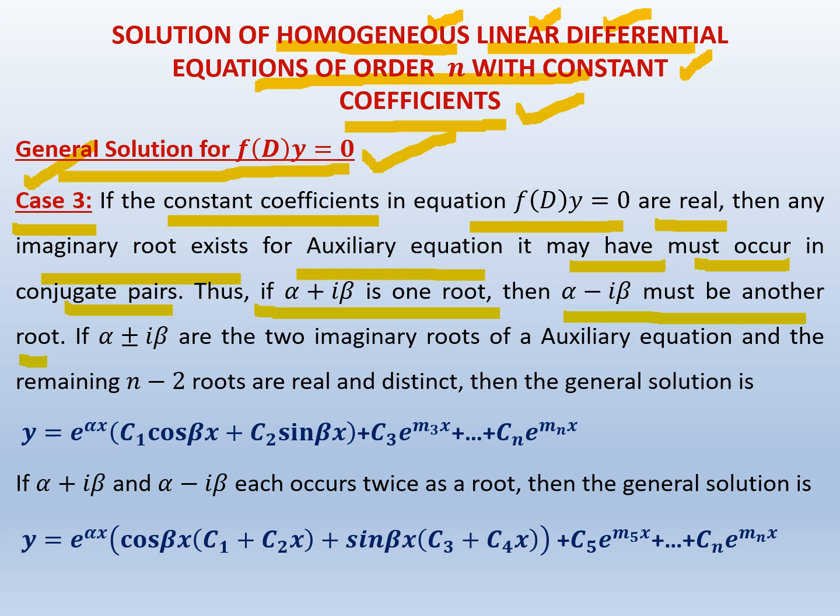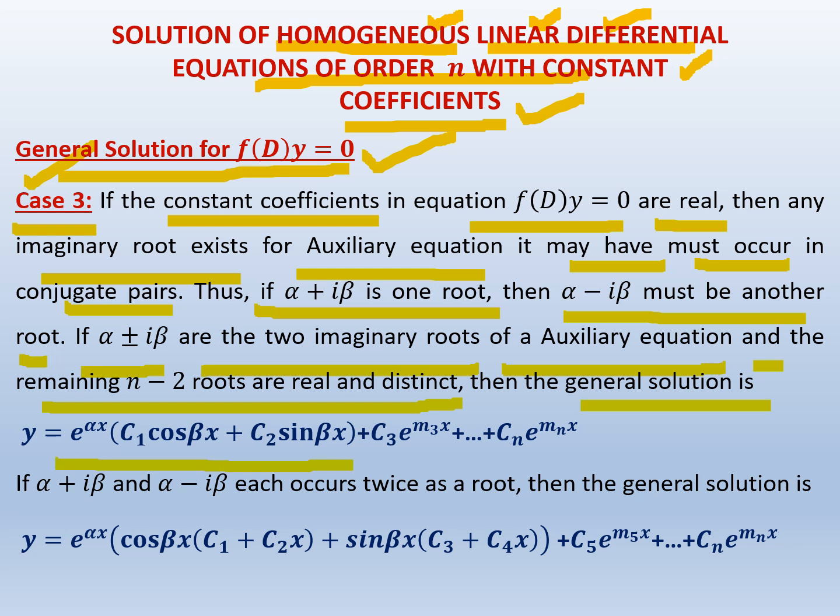So, if alpha plus or minus i beta are two imaginary roots of an auxiliary equation and the remaining n minus 2 roots of the auxiliary equation are real and distinct, then the general solution is y equals e power alpha x of c1 times cos beta x plus c2 times sin beta x, plus c3 times e power m3 x, and so on, plus cn times e power mn x.